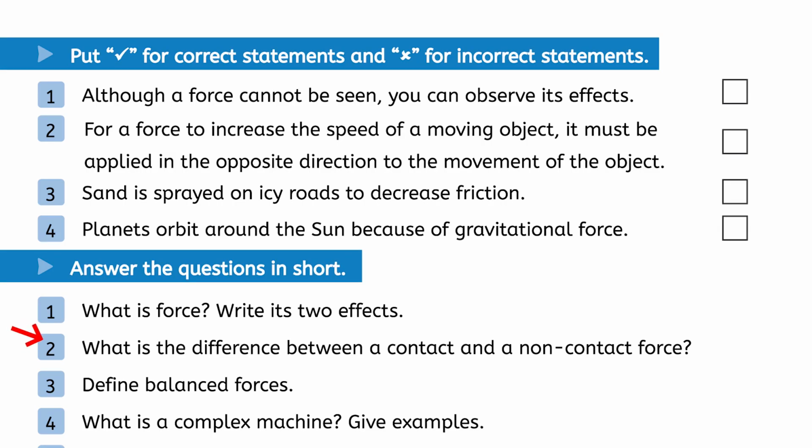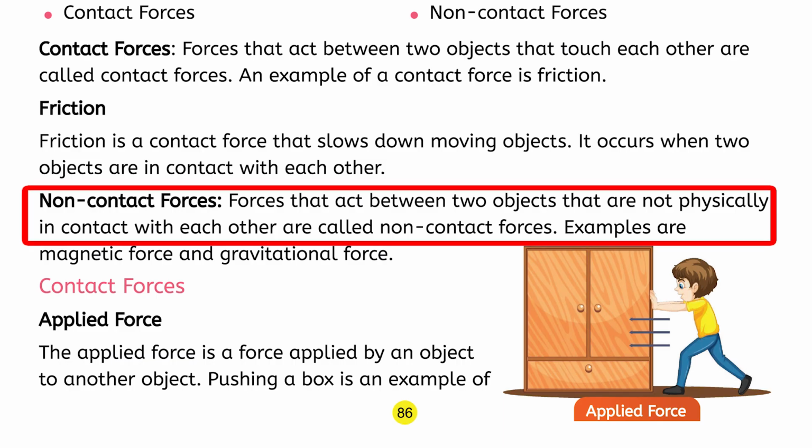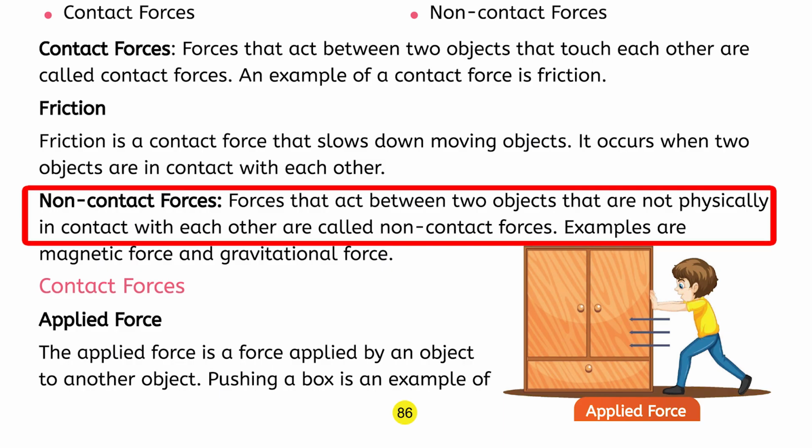Question number 2. What is the difference between a contact force and a non-contact force? And the answer is, contact forces. Forces that act between two objects that touch each other are called contact forces. An example of a contact force is friction. Non-contact forces. Forces that act between two objects that are not physically in contact with each other are called non-contact forces. Examples are magnetic forces and gravitational forces.